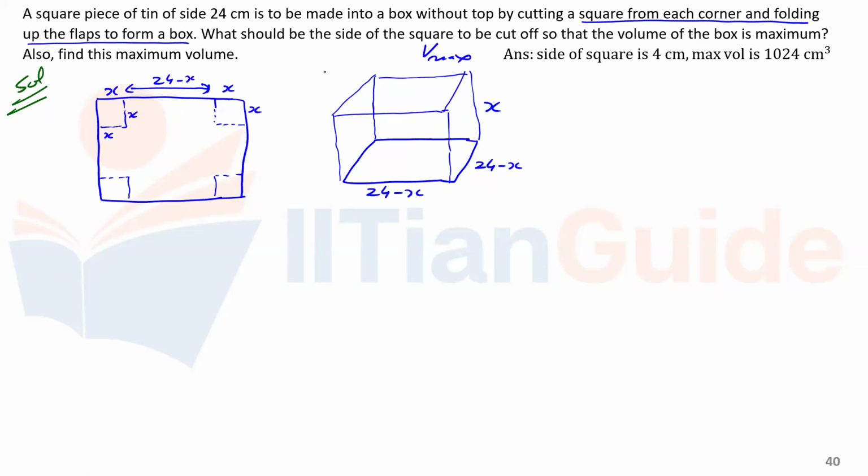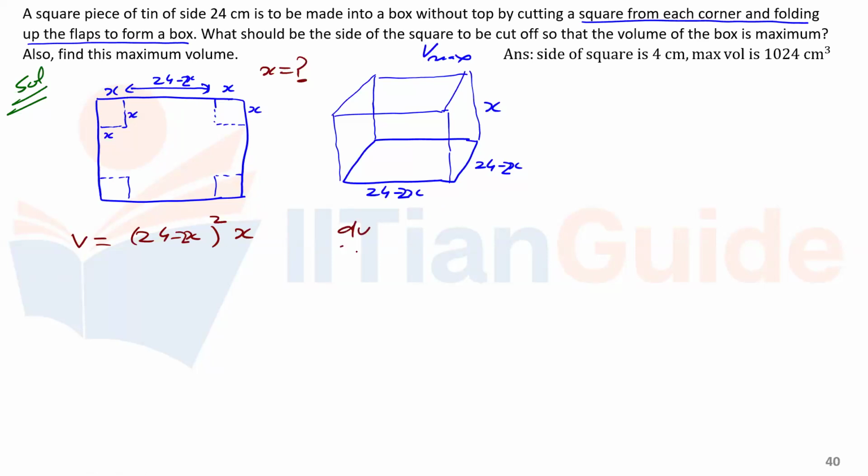Then forget this. Now do the question yourself. What should the side of the square to be cut off? He is asking the value of x, so that the volume is maximum. The volume of the cuboid is 24 minus x whole square into x. Sir, won't it be 2x? Yes, it will be 24 minus 2x. I have written wrong. Make it 24 minus 2x whole square into x. This is the volume of the cuboid.